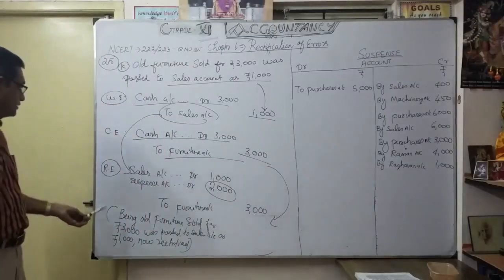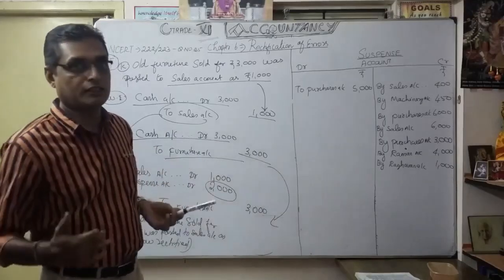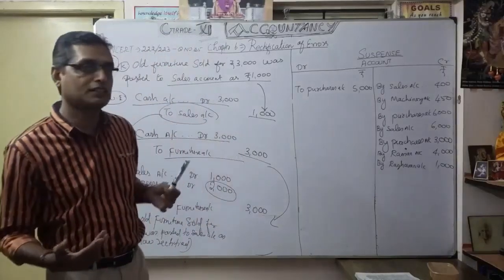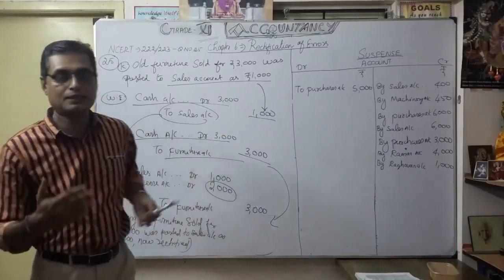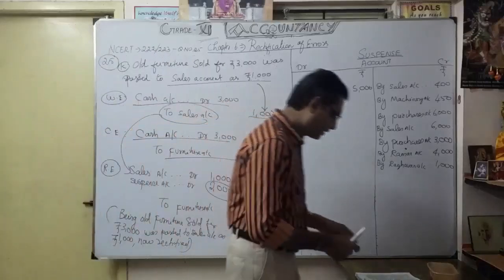Now understood about this rectification entry. So whenever necessary, please write wrong entry, correct entry, then rectification entry. Suppose you are strong in journal entry, you can do directly rectification entry. For understanding purpose, explanation, we will discuss in detail here. Okay. Now what is the next one?